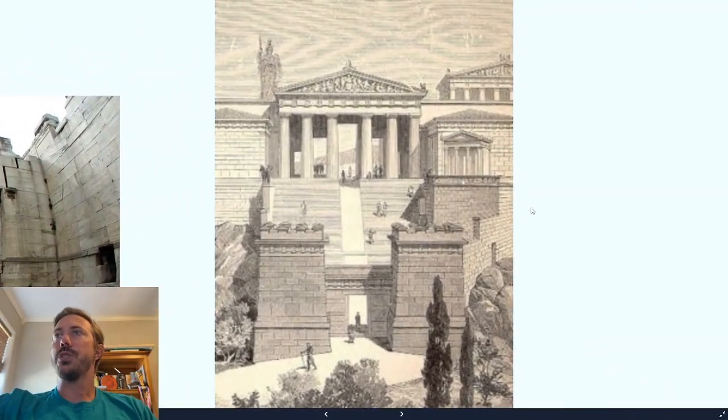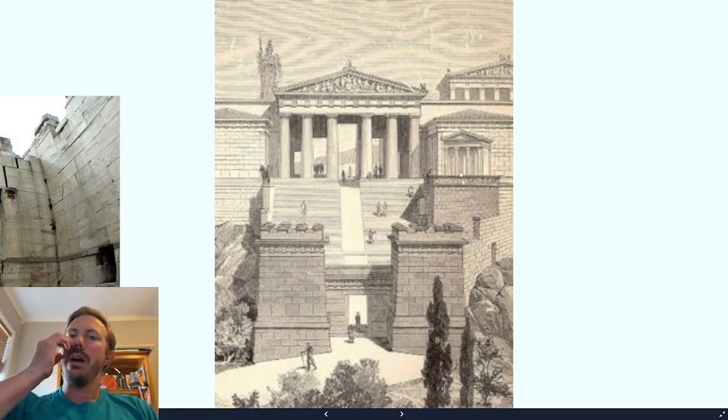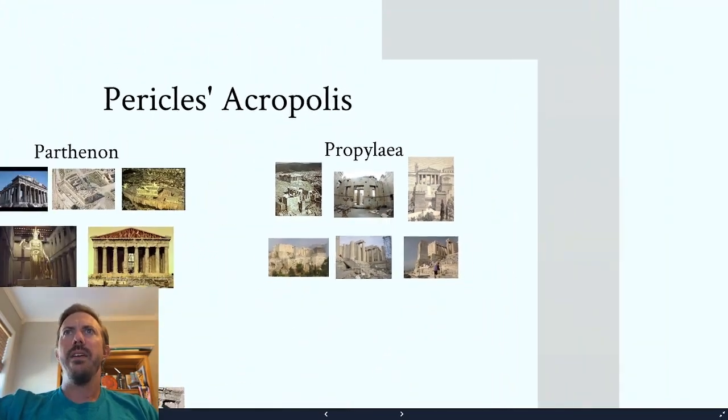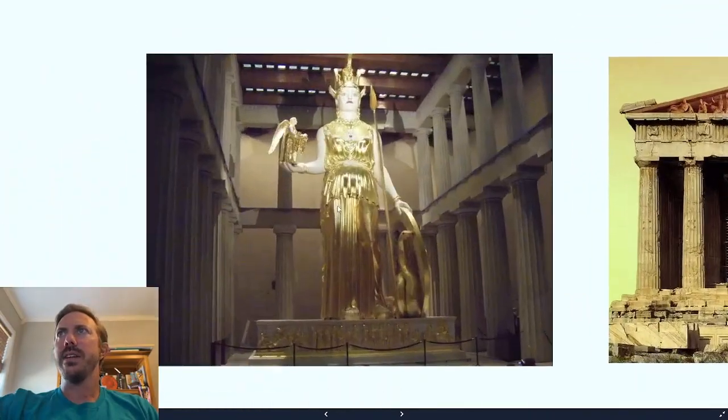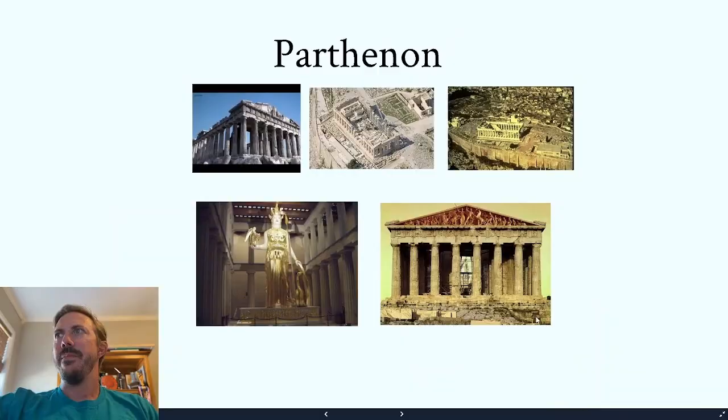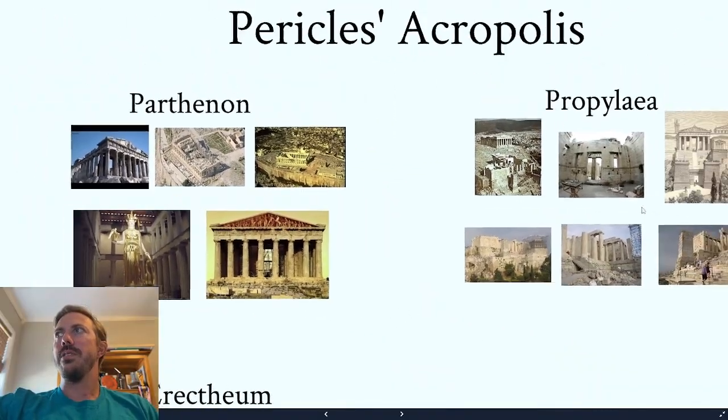Here is an artist's rendering of the original Propylaea. Beautiful gates here, leading up to incredible steps, leading to another set of gates. Here is, by the way, this is Nike's temple, I think. It's a smaller temple. Nike, again, is the god of victory. Oh, we'll see Nike here. My mistake. I should have pointed this out a second ago. Here's the statue of Athena. In Athena's hand is Nike, the god of victory. So Athena was also considered the goddess of victory.